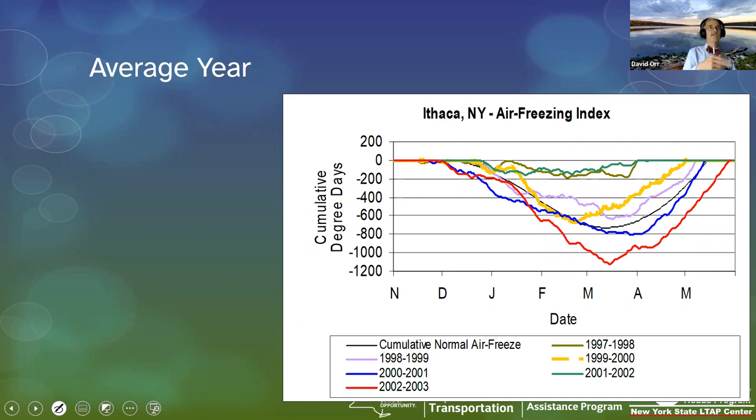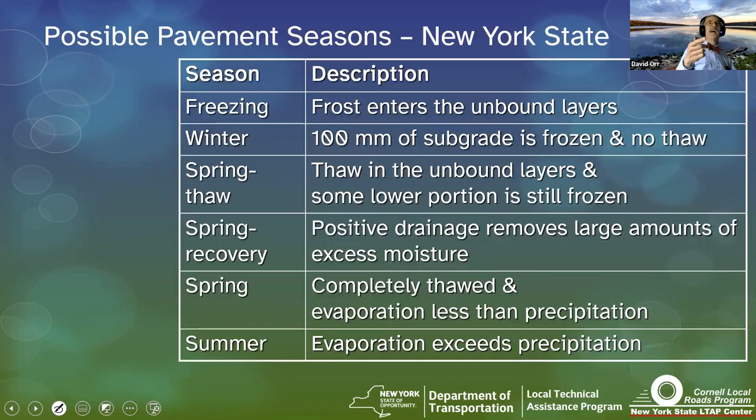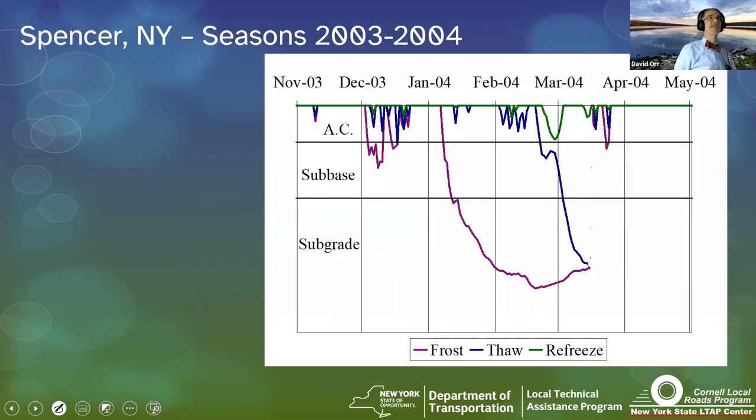You really need to use something that deals with the real world variation and account for the possible different seasons that you deal with. And based on time, I'm not going to go through all this. I'm going to show you a real world example. This is data from Spencer, New York. And if you look at it from the standpoint of actual freezing and thawing from 2003 and 2004, look at the difference. Frost only got into the subgrade a while, but you got asphalt variations, you got freezing and thawing in the subbase. All of these are real world issues.